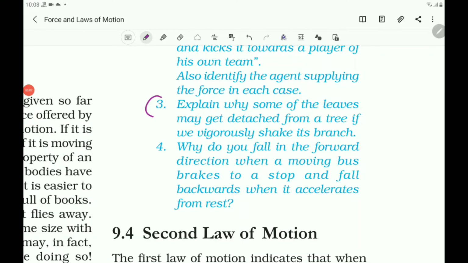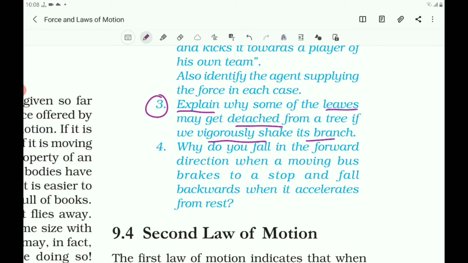Now the third question: explain why some of the leaves may get detached from a tree if we vigorously shake its branch. We have to explain why some of the leaves may get detached from a tree if we vigorously shake its branch. The answer is, when a tree is vigorously shaken, the branches of the tree come into a state of motion, but the leaves tend to maintain the state of rest.